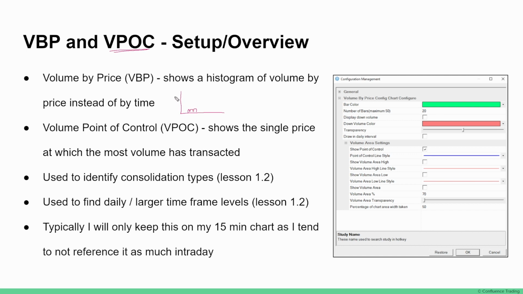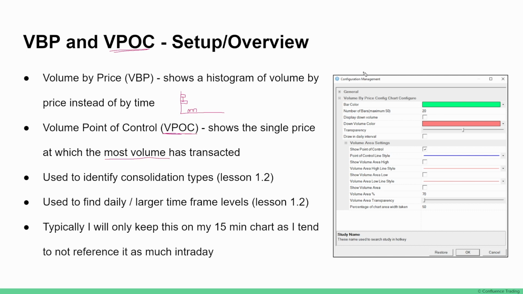But if you put volume by price on the chart, you'll actually get little bars over here on the y-axis that show you basically where the most volume transacted at each price. The volume point of control, again, it's called VPOC typically, will show one line for the single price at which the most volume has transacted.